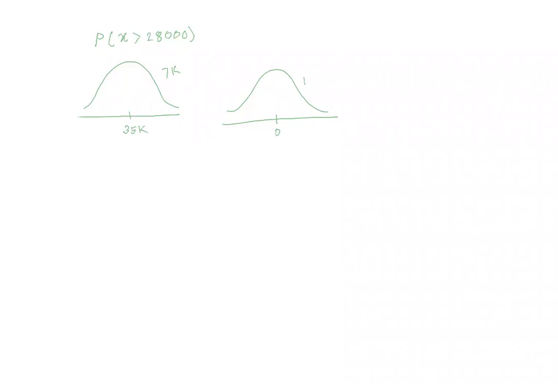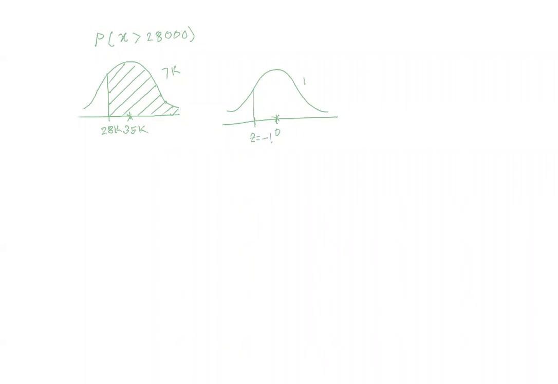So 28,000 would be somewhere here, right? 28K. More than 28K would be all the area to the right of it. Everything here, right? So since 0 is the middle, 35K corresponds to the mean of the standard normal distribution, which is 0, and 28K is left of 35K, so it's going to be left of 0. If you do the math, you'll find that Z is equal to -1, by the way.